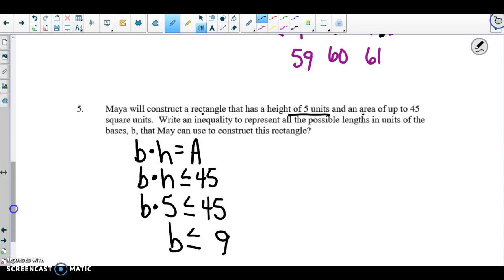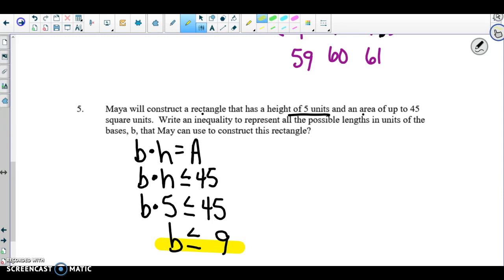is 45. Well, 8 times 5 is 40. Well, that's less than 45. Even 8.5 times 5 is going to be 42.5. So that works too. So anything less than 9 is going to give us an area of up to 45. So our answer would be B is less than or equal to 9.